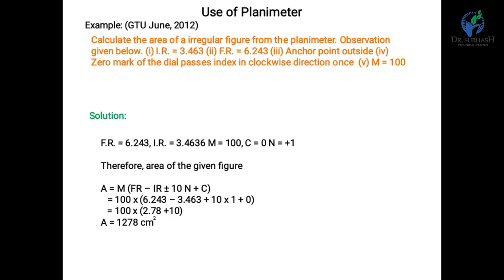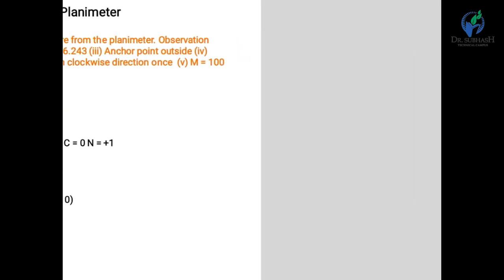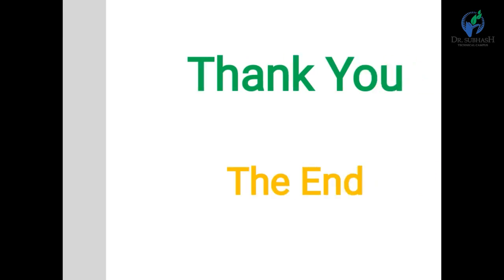Now another example of the planimeter follows the same procedure for calculation of areas. The change from the previous example is that the zero mark of the dial passes the index in the clockwise direction once, so the value of n is equal to 1. We put C equal to 0 because there is no comment and the anchor point is outside. Putting the data into the equation, we get the area as 12.78 centimeter square.